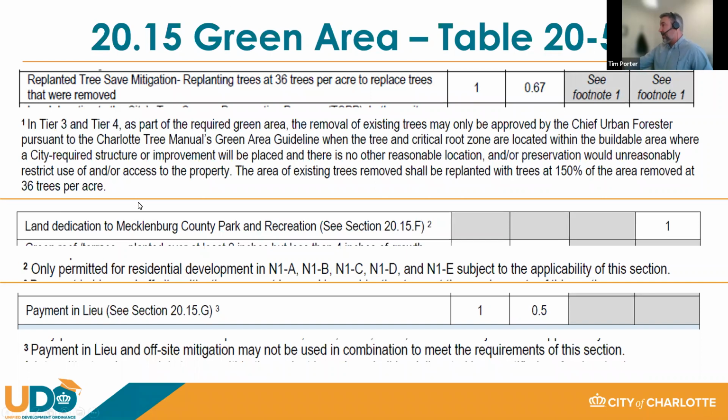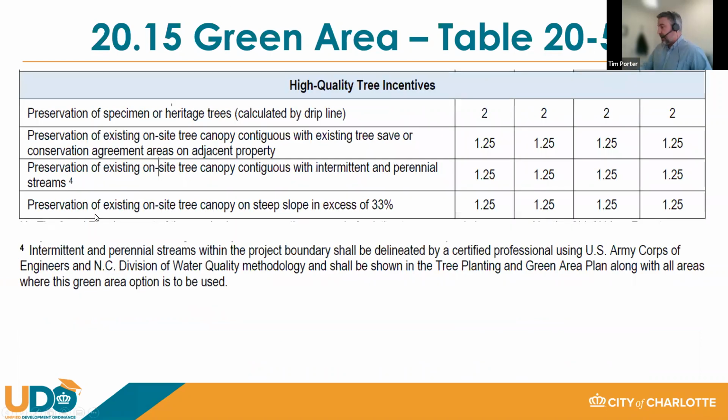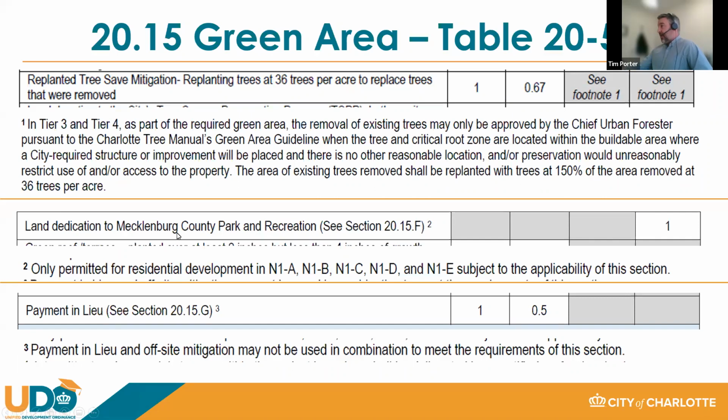For example, let me look at this middle one here. Land dedication to Mecklenburg County Park and Recreation, footnote 2. This is only allowed for residential development in these place types and zoning designations. And that's really for tree save that are part of larger single family subdivision development.